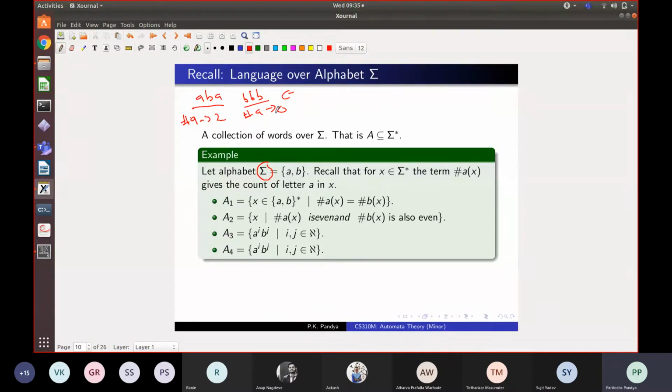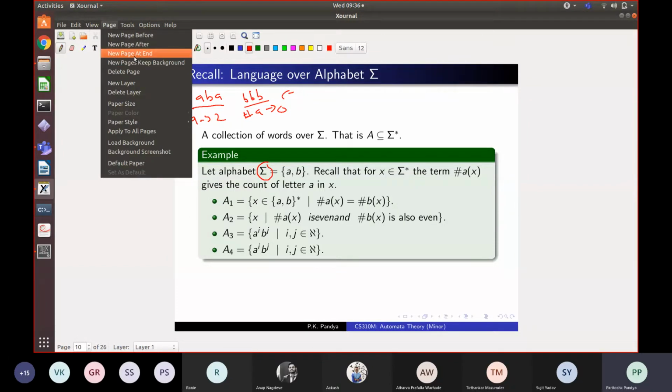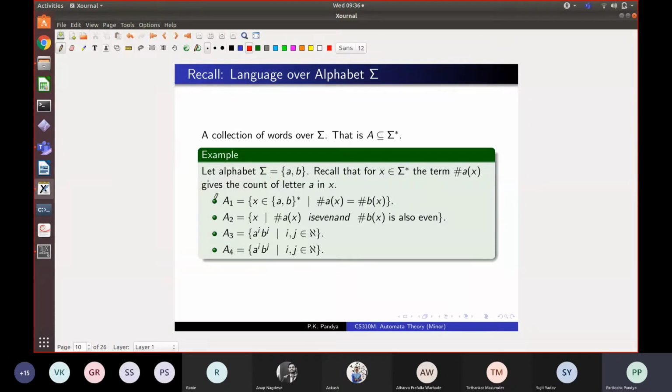Now we are going to define some languages. So let me rub this off. Let's consider this language A1. A1 is over the alphabet AB, so it contains members which are words over AB, and so they are members of AB star. And what is the defining property of all the words included in A1? They are those words X where the count of A is the same as the count of B.